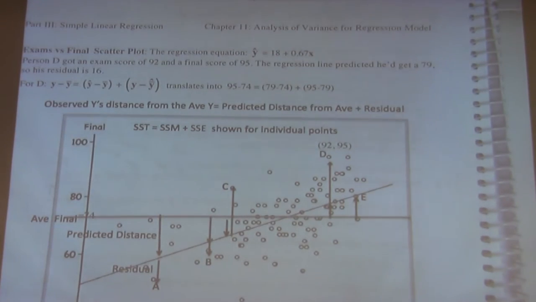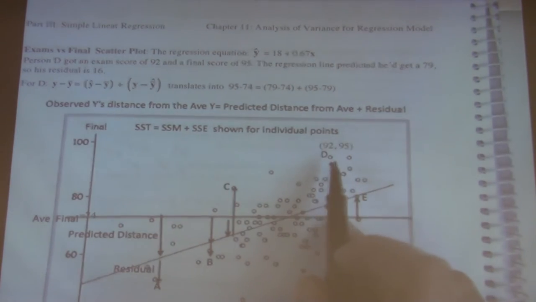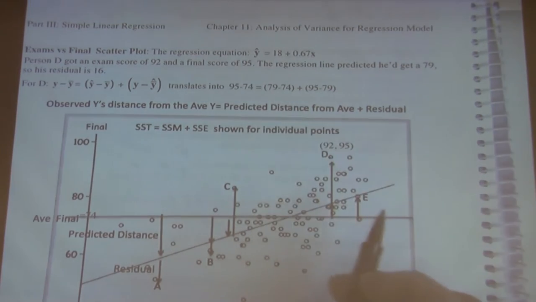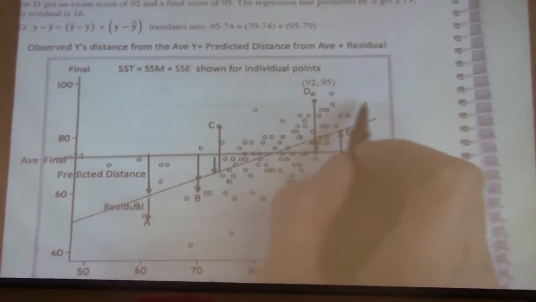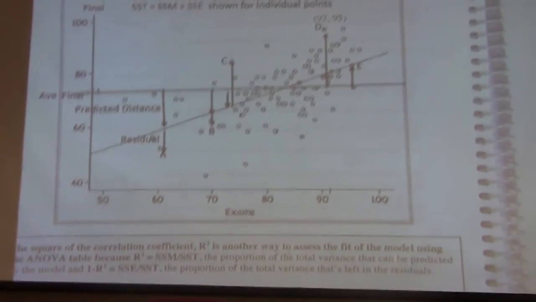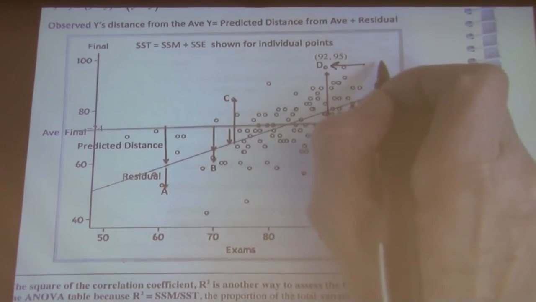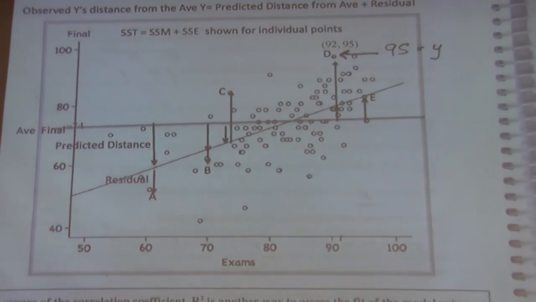So for example, let's look at this guy right here, student D. He got an exam score down here of 92, and he got a final score of 95. So this is exams predicting final, and that's what he did. Let's look here. This right here is his y value. 95 is his y.